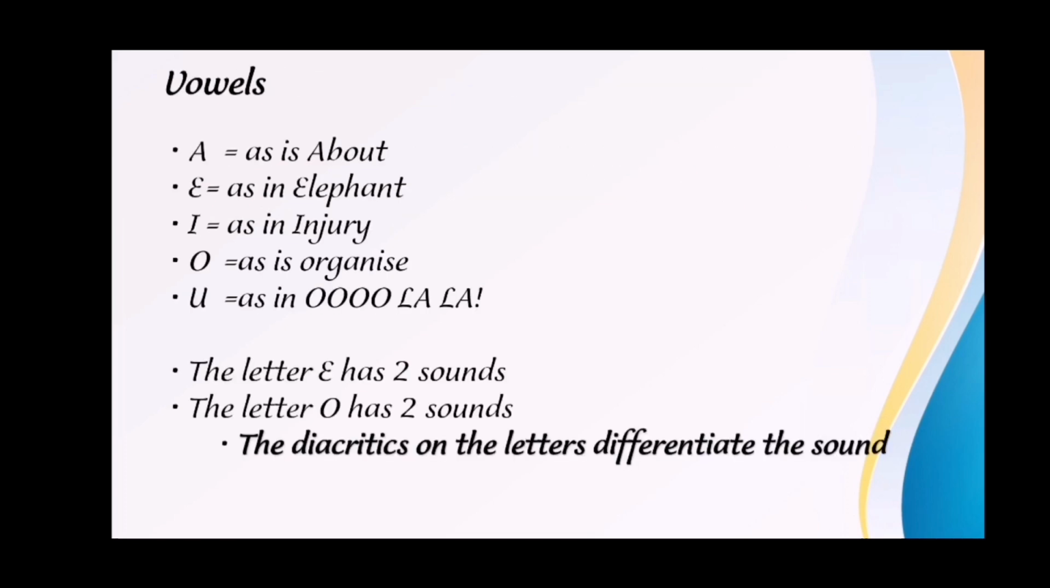Okay, so we've got a, e, o, u. This is how we sound the vowels in Sesotho. We sound them like this in English: A, E, I, O, U.